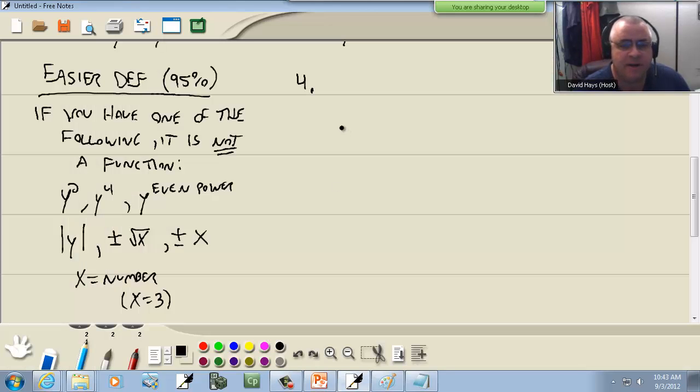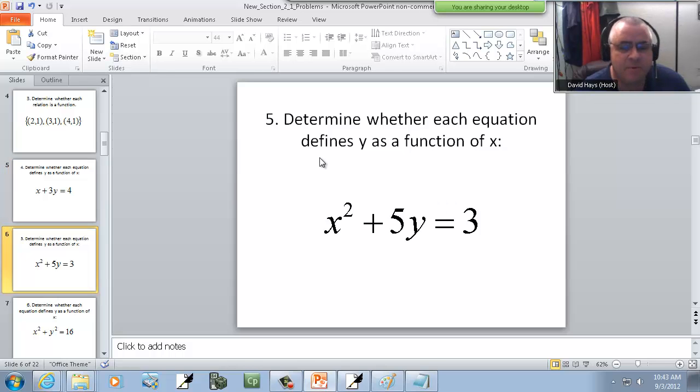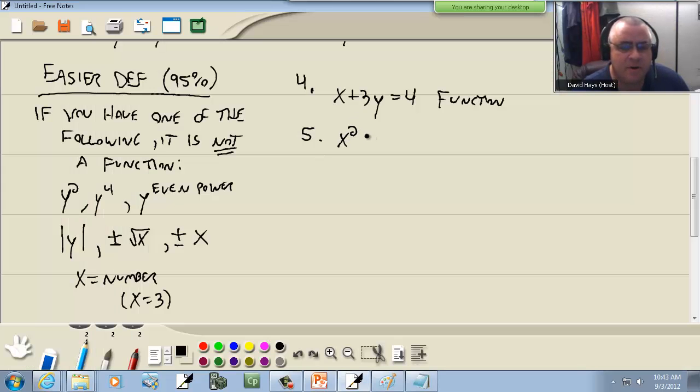Okay, so we got x plus 3y is equal to 4. Again, we're looking for our bad items here. We don't have any y to an even power. Y to the first is fine. X to the first is definitely fine. So this is a function. Our fifth problem here. We got x squared plus 5y is equal to 3. Well, x to a power doesn't matter. Y to the first power, still fine. So that's a function.